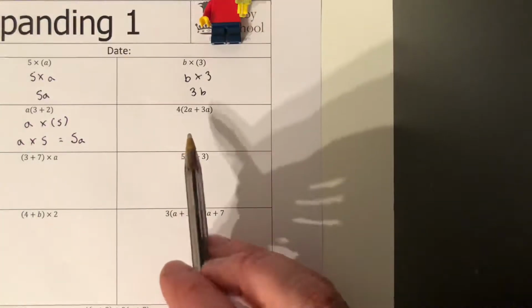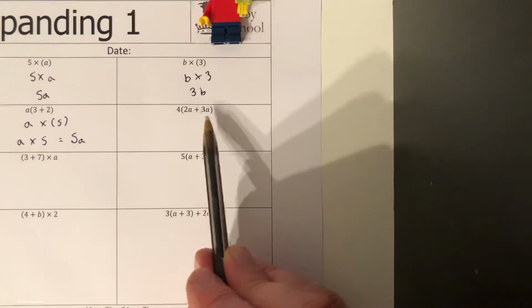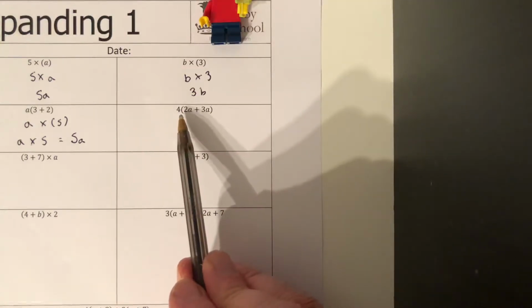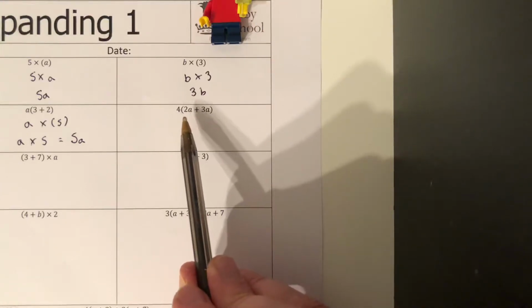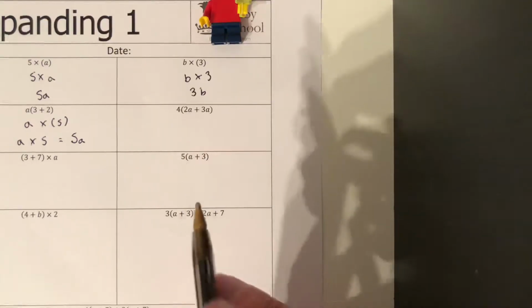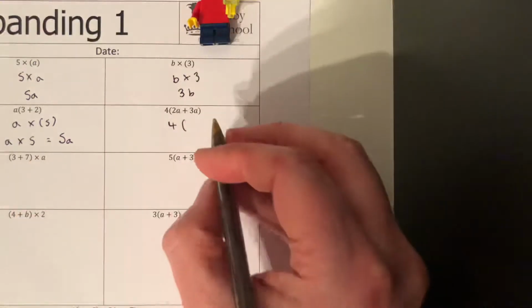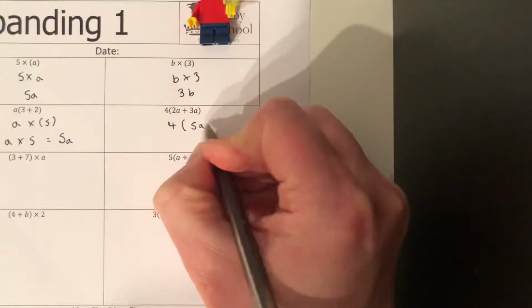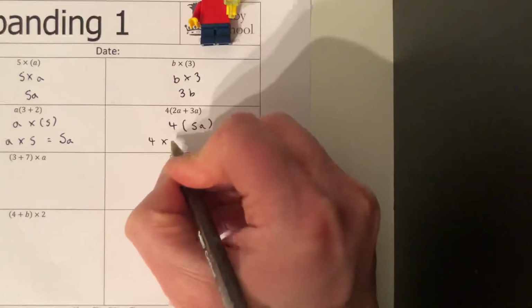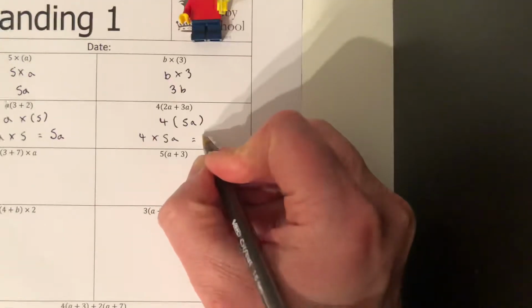Nice and simple. This next one has algebraic terms in the brackets, but they are like terms, or literally the same term, so 2a add 3a. You'll notice here we've not got the times sign either, an invisible times sign, but 4 times 2a add 3a. Well, what is 2a add 3a? 2a add 3a is 5a. So 4 lots of 5a, or 4 times 5a. If we just write that extra bit down, I wouldn't normally do this, but you can see 4 5s are 20, so therefore 4 times 5a is 20a.